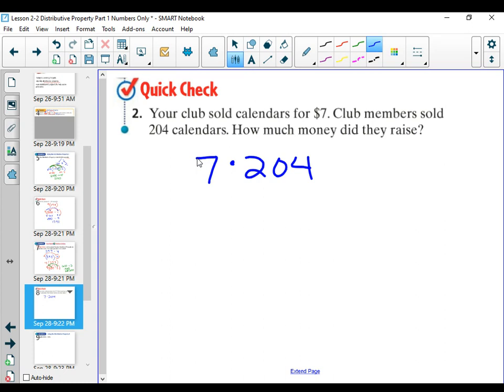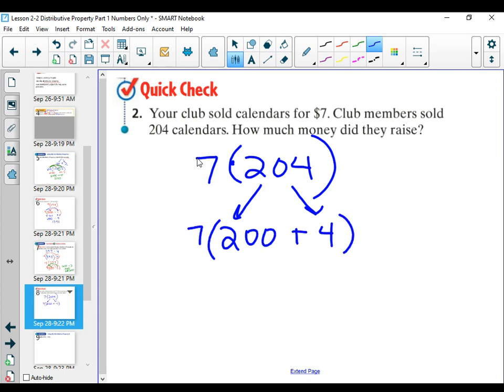I would put the bigger one in parentheses. Oh no, there's not two numbers in the inside. Now there is, because 200 plus 4 is the same as 204. Multiply both numbers inside times the number on the outside. I always draw the arrows, rainbows, arches, whatever you want to call it, to remind myself what to do.